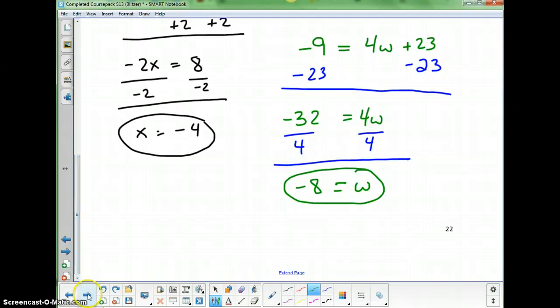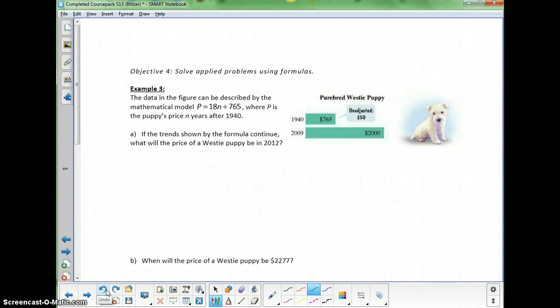Okay, next page. Objective 4, solving applied problems using formulas. So in example 3, we've got a model here where P is the puppy's price in years after 1940. So if the trend continues, what is the price of the puppy in 2012? Well, first of all, since this is years after 1940, I have to figure out how many years it's been between 1940 and 2012. So let's subtract 2012 minus 1940.